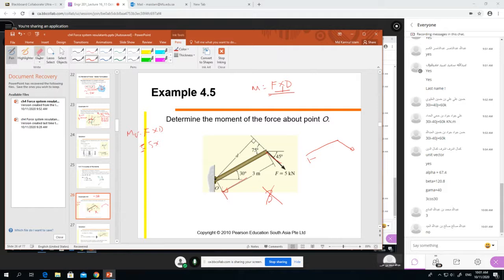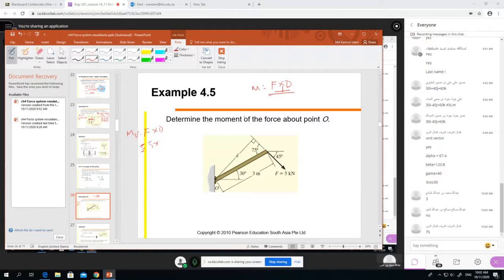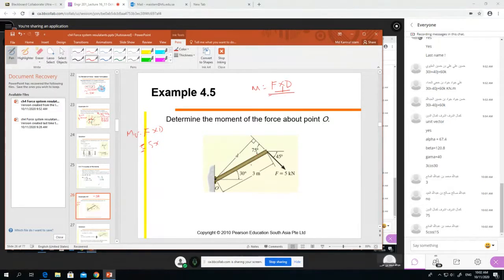In this drawing, something is written. Tell me which is the perpendicular distance. Can you see in the diagram? 75 is the angle. Someone said 5 cos 15. Why 5? Where did you get 5? We need the perpendicular distance. The 3 is not the perpendicular distance, so we cannot take it. The 3 distance is not perpendicular to F.